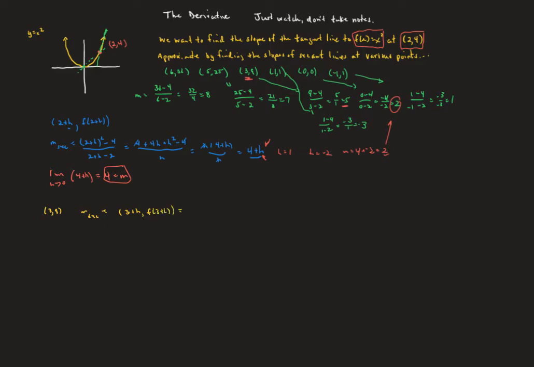And so that would be 3 plus h and 3 plus h squared, since our function is the x squared function. And so then the slope of our secant line would be the 3 plus h squared, that's the y coordinate of our generic point, minus the 9, that was our y value at our anchor point, and then the 3 plus h minus the 3.